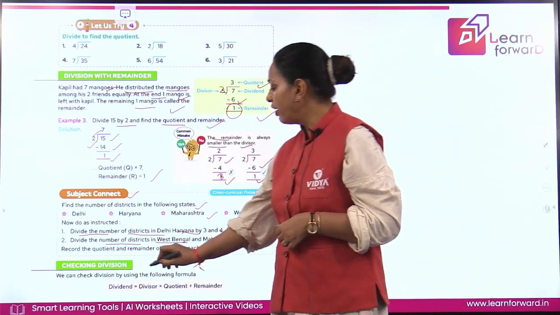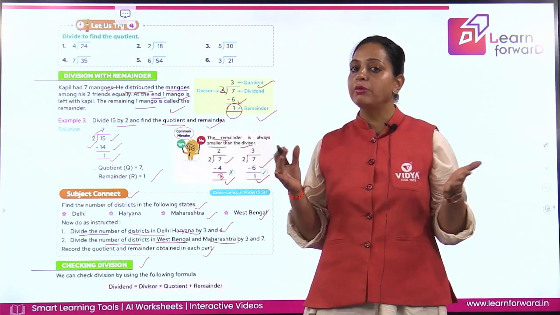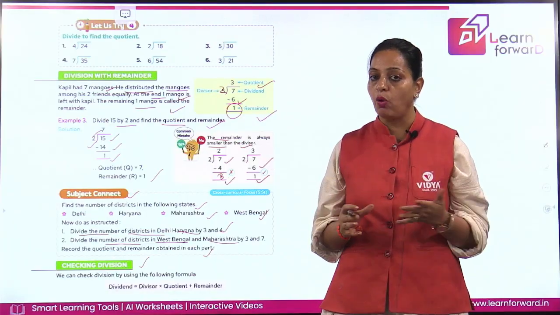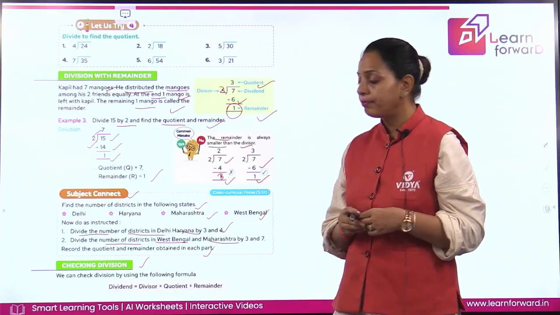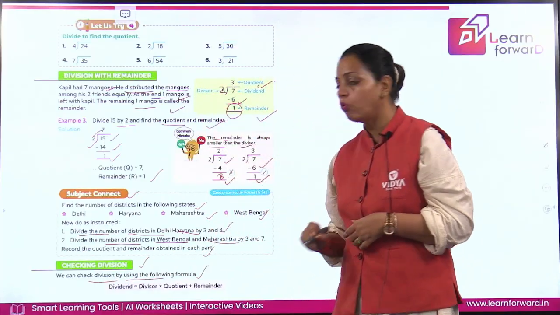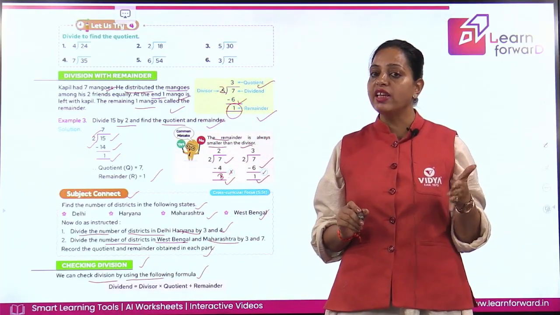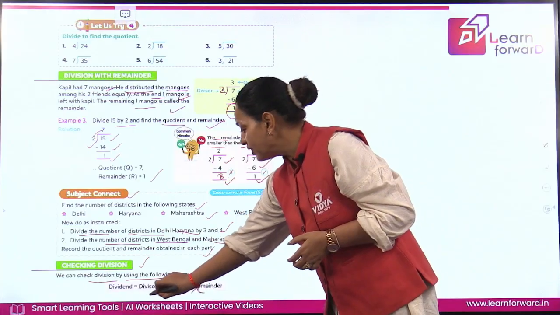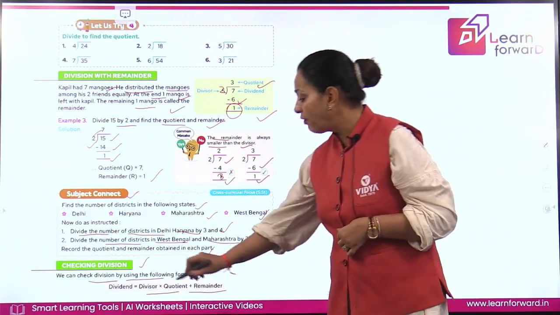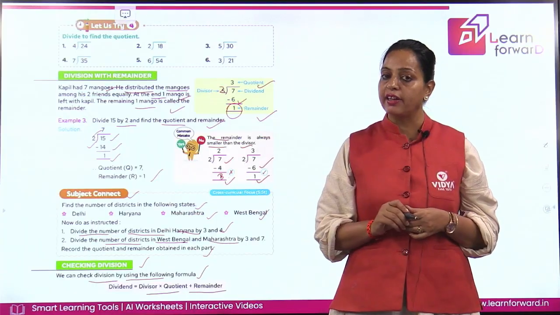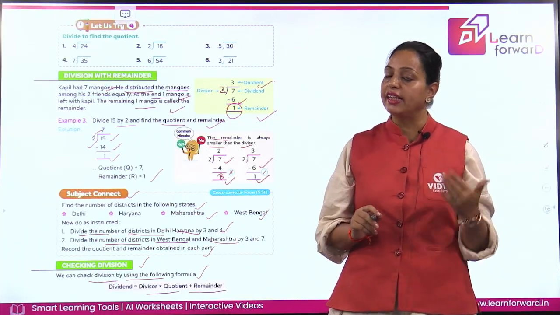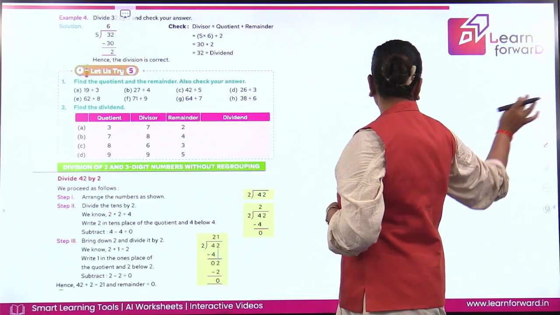Now we are checking division. Sometimes we are doing division sum. Then we are checking whether we are doing right or wrong. So how we can check it? We can check division by using the following formula. Dividend is always equal to divisor into quotient plus remainder. अगर हम divisor और quotient को multiply कर दें और उसमें remainder add कर दें, then we will get the dividend only. Okay.